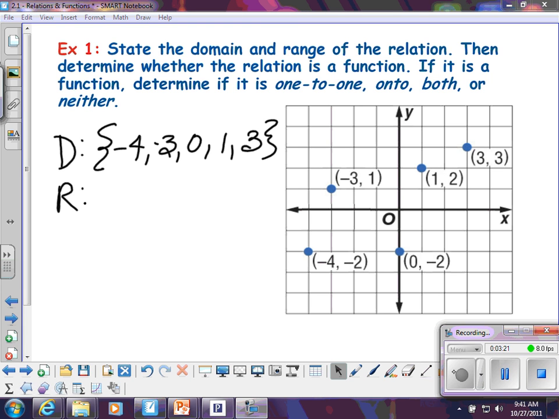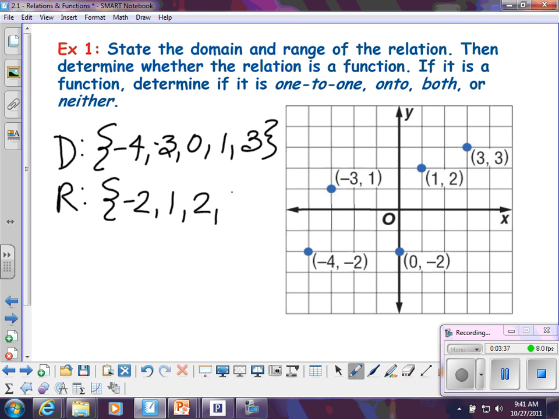Here we go. Range. So -2. -2. I don't see a -1 anywhere. 1. Now, how come I didn't write -2 twice? I see two y values of -2. You only have to write it once, right? All right. Is this one-to-one, onto, both, or neither? You think neither?